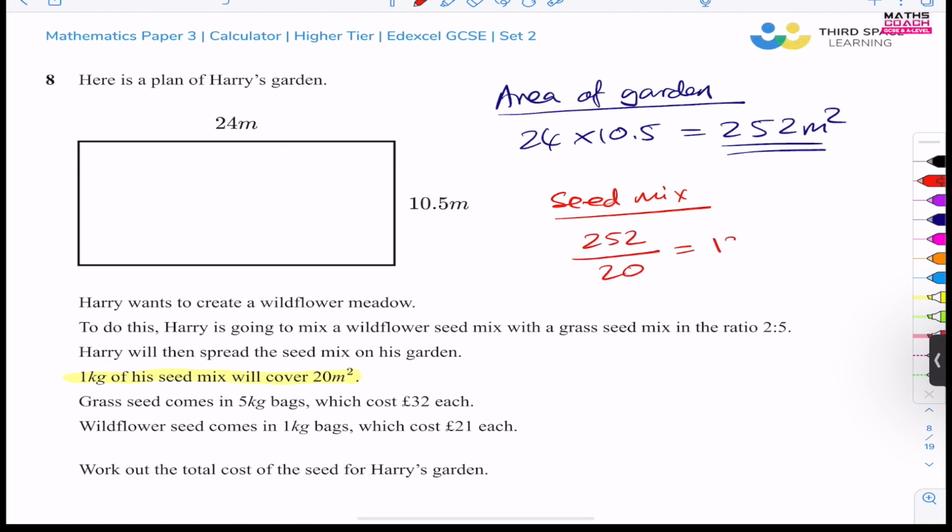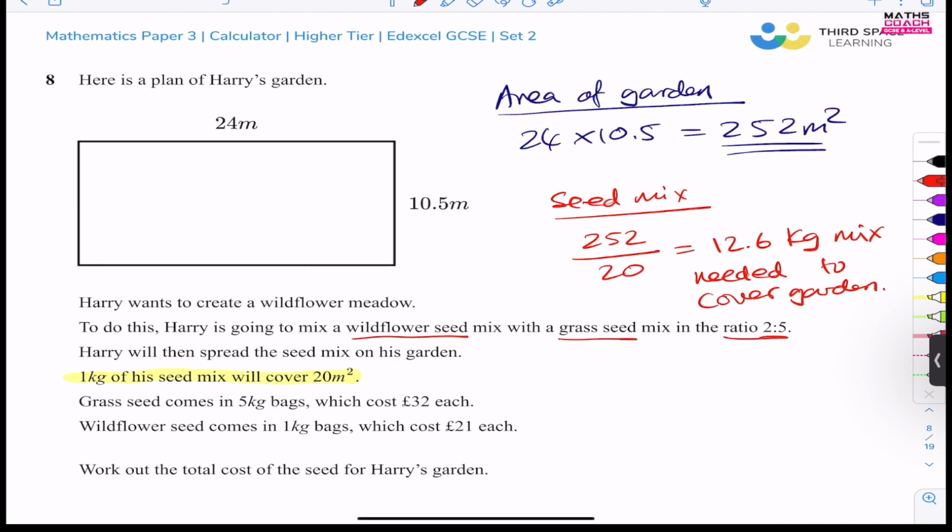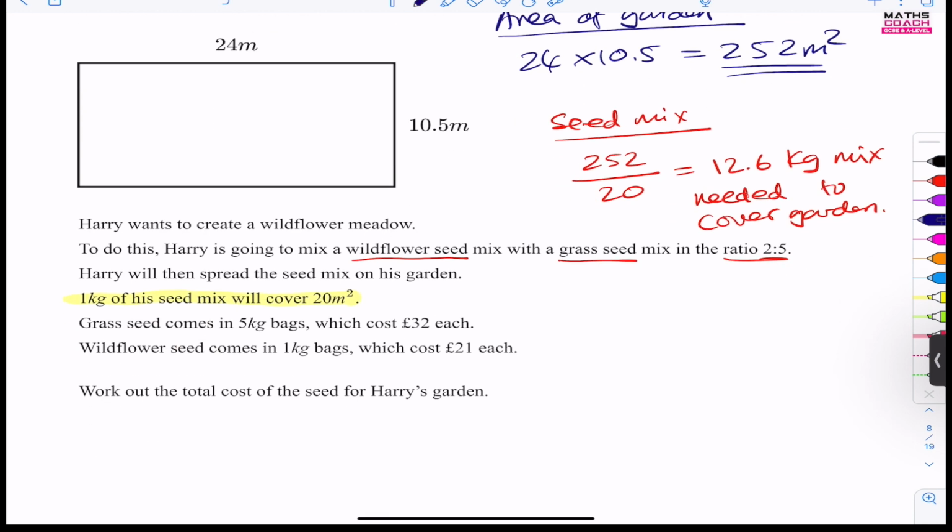And that gives us 12.6 kilograms. So this is the amount of mix that is needed to cover the entire garden. Now, it says the wildflower seed mix with the grass seed mix is in the ratio 2:5. So we can say here, let's use W for wildflower and G for the grass. It will be 2:5. So we have 7 parts here.